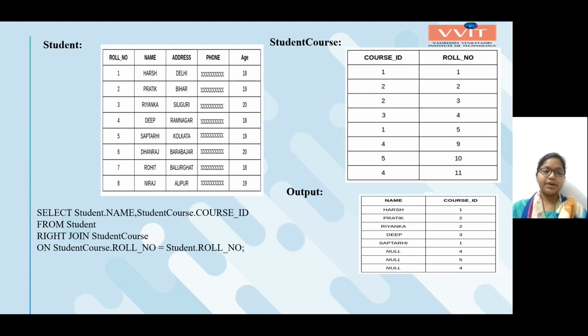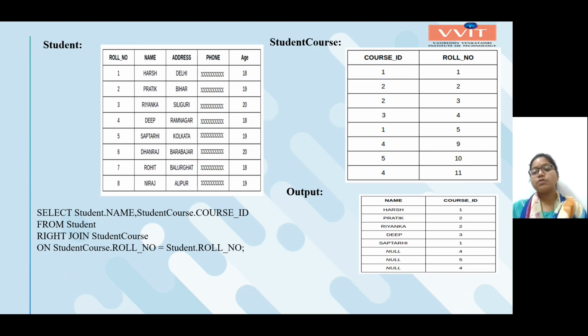Let's see the same example with the student table and student course table. Here, the roll number is the common field. Hence, first, the matched rows of the left table, that is 1, 2, 3, 4, 5, are written to the output. Corresponding course ID and name of roll numbers 1, 2, 3, 4, 5 are displayed to the output, and the remaining roll numbers of the right table, that is student course, are 9, 10, 11.